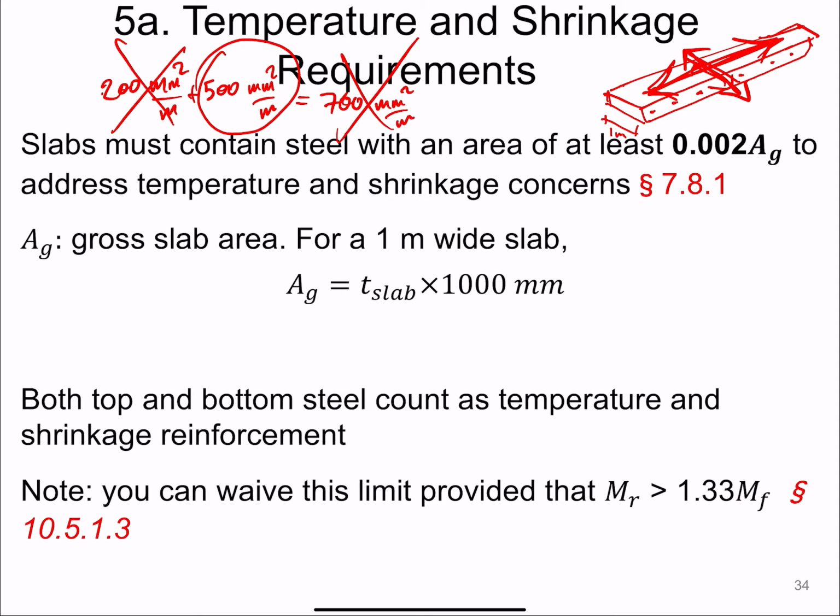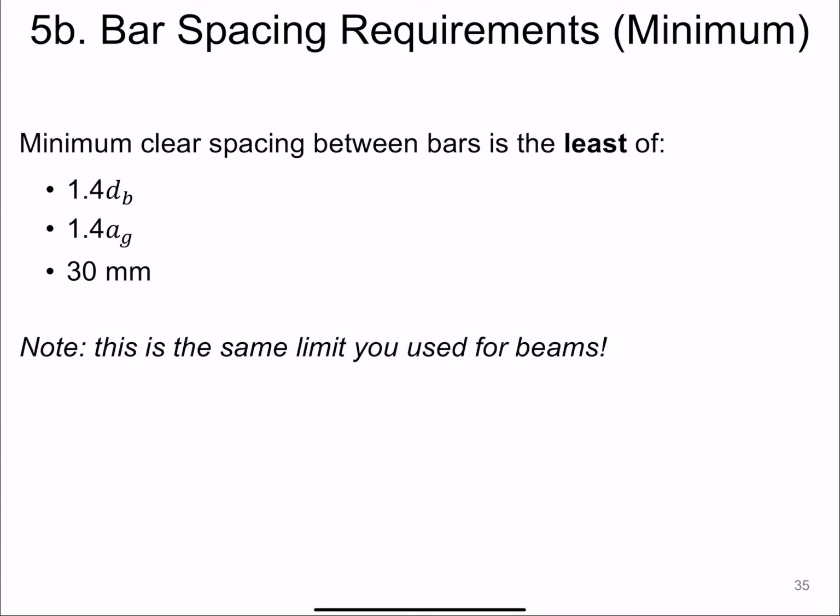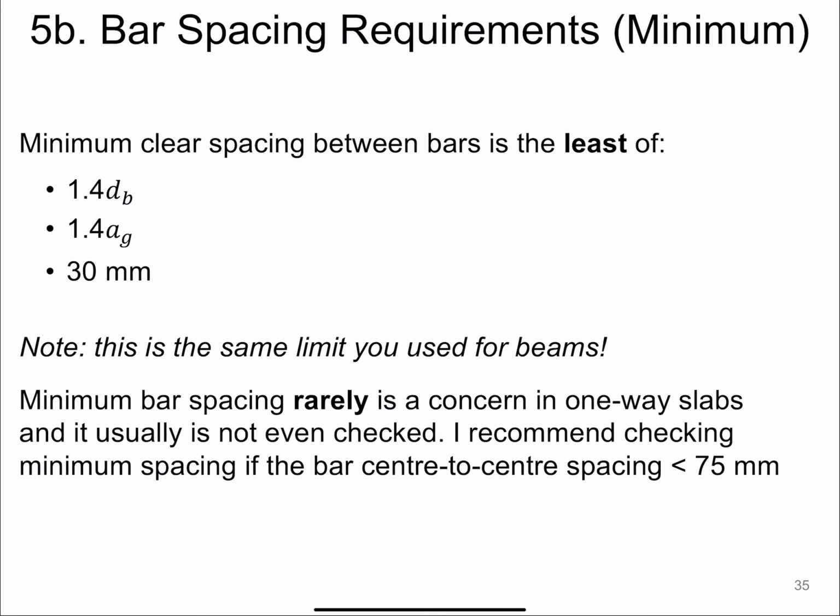What about bar spacing requirements? What is the minimum bar spacing requirement? This rarely controls, but it's the same as we had for beams: 1.4 times db, 1.4 times the aggregate size, and 30 mm, whichever is largest. It's the same limit that we use for beams. We rarely have this requirement control. You'll see that the spacings of my bars will be on the order of 200, 300, 400, 500 millimeters, so it's very rarely a concern. Usually it's not even checked.